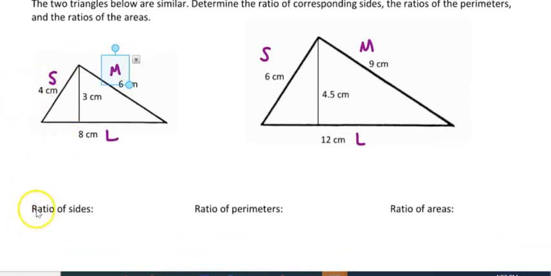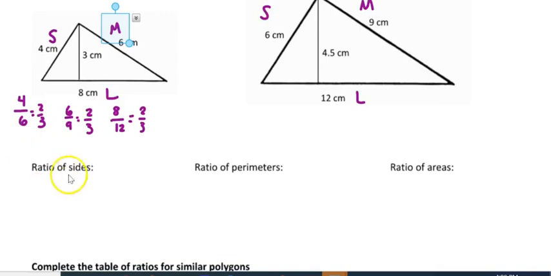So if you take the two small sides, let's go with the 4 over the 6, that's 2/3. If you take the 6 over the 9, that's also 2/3. And if you take the 8 from the smaller triangle, compare it to the 12 of the other, that's also 2/3. So we can say the ratio of sides is 2 to 3.